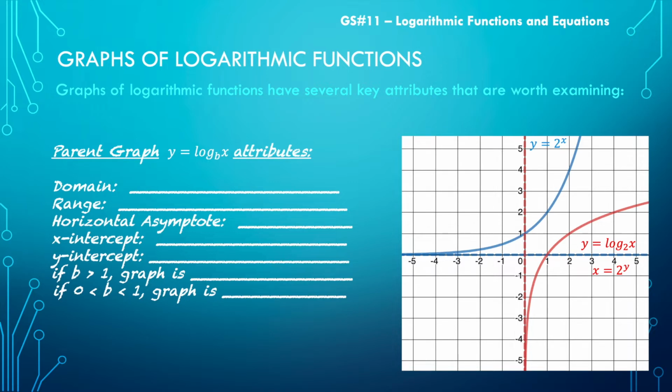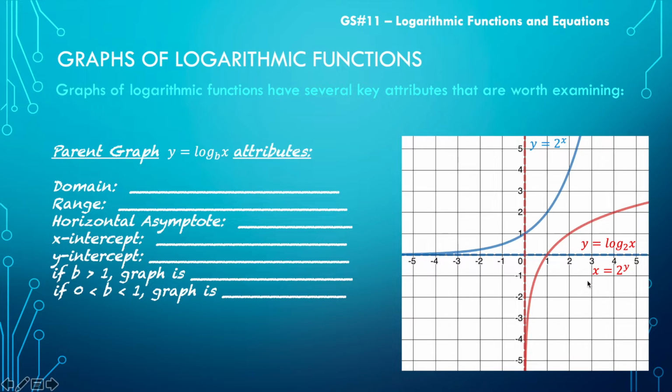So if you notice to the right here, I have two graphs. The graph in blue is the exponential function y equals 2 raised to the x, while the graph in red is y equals log base 2 of x. They are inverse functions, and that's the reason why I've got them both on the graph. We're going to focus on this red graph, the log function, and I want you to understand that this is the same as x equals 2 raised to the y.